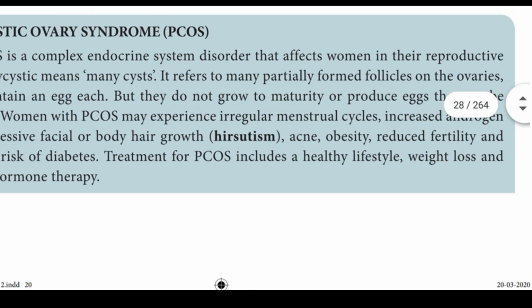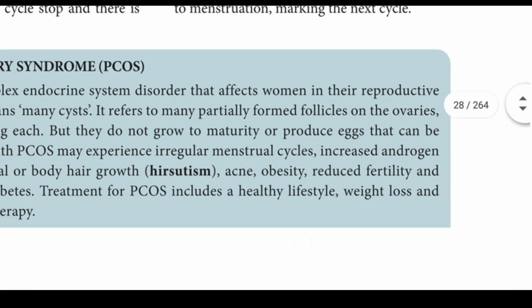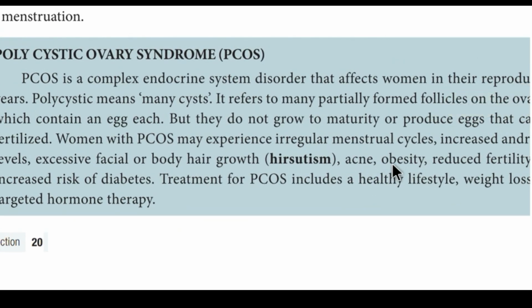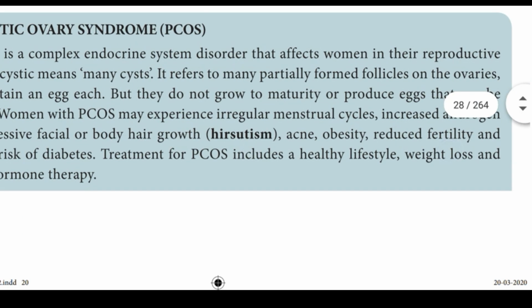Women with PCOS may experience irregular menstrual cycles. So many follicles, as we already discussed, thousands and millions of follicles are present, but they are not properly coming out. Sometimes these follicles are stored in the ovary. If the oocytes mature, they can be properly fertilized, but here there is no chance to fertilize. What will happen? Irregular menstrual cycles increase.